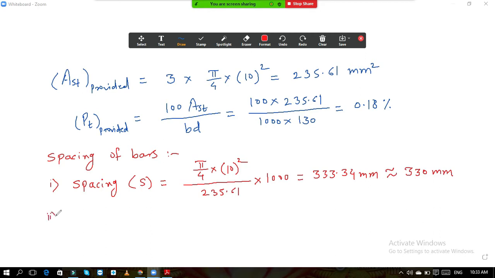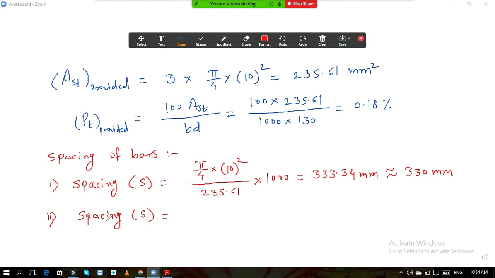Now the second thing, spacing. I have already told you where it is given. The clauses are also known to you. I hope now you have noted down those clauses. Still, I will tell you it is from clause number 26.3, page number 46.